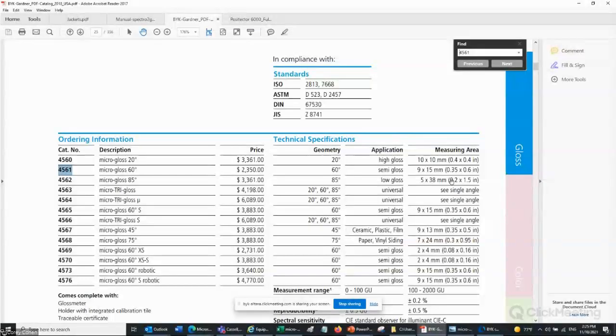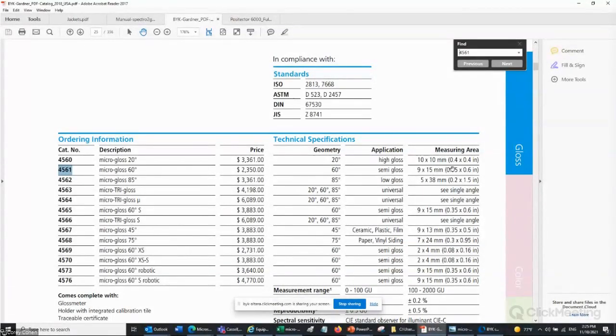With the exception of the 45 and the 75, those are special angles for certain specific industries. 75 is for paper and paperboard, and 45 is for, I believe, plastics and laminates and things like that.